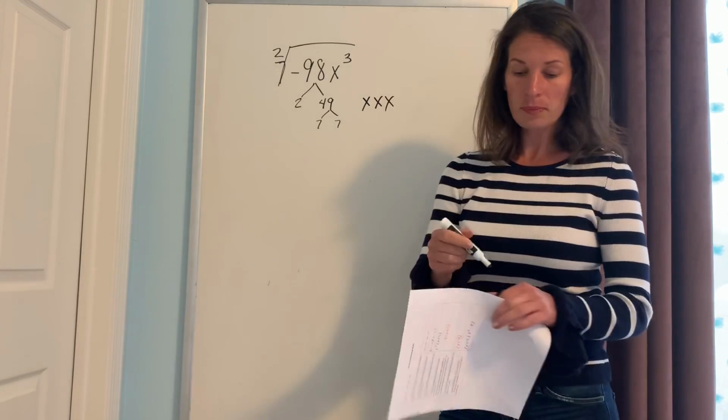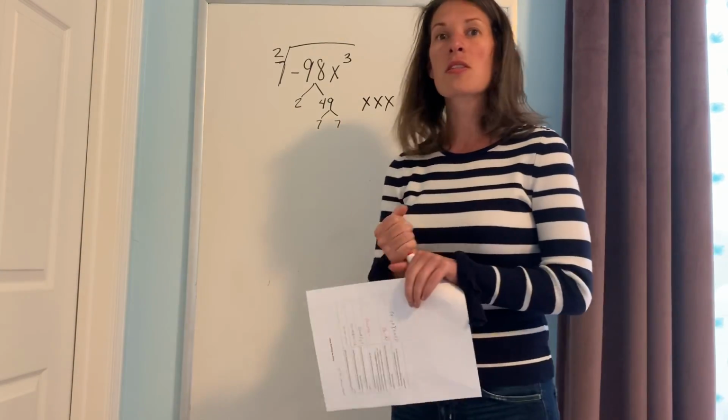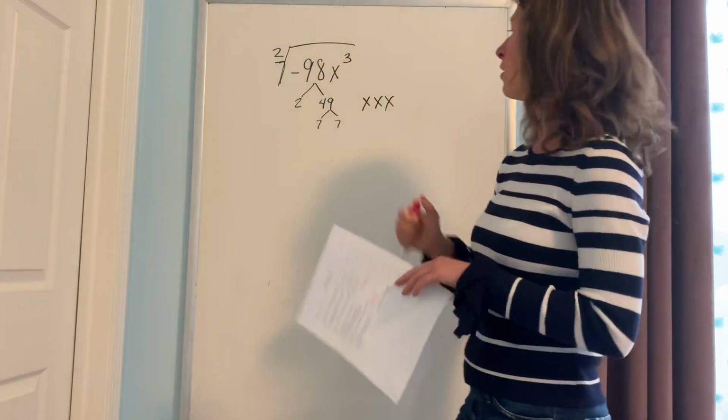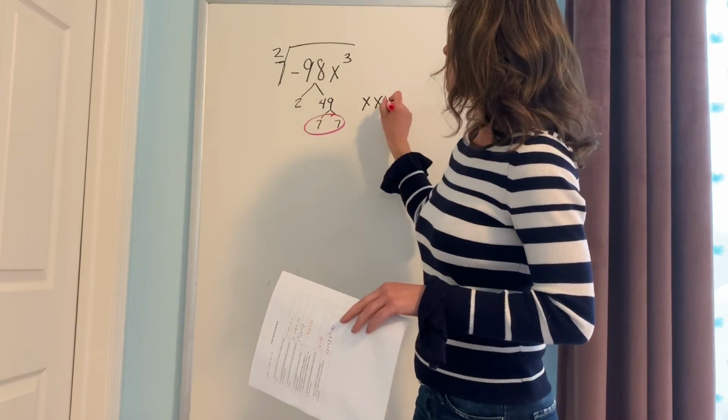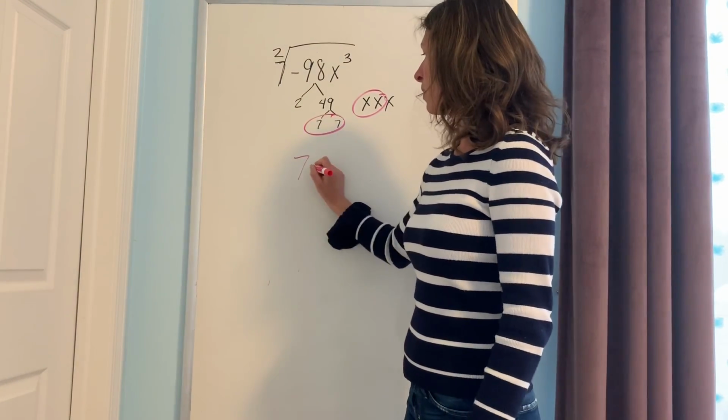Now, all we have to do is circle things that are 2. If we've got 2 of something, we break it out of jail. So I've got 2 7s, 2 x's. So it's going to be 7x.